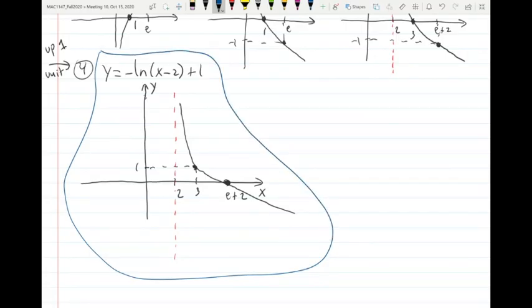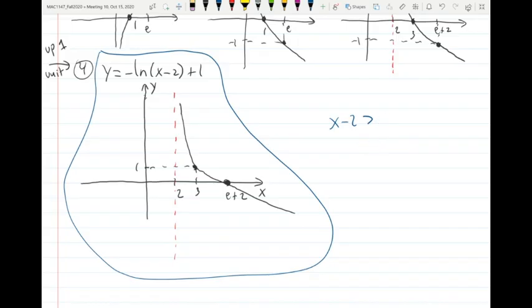So we can see the vertical asymptote is x equals 2, and remember, the vertical asymptote is whatever makes the argument equal to 0. In this case, it is x equals 2. And we can see from the graph the domain is x bigger than 2. You could have figured that out from the formula also, because we need x minus 2 to be bigger than 0. That's how you see that x has to be bigger than 2. So from 2 to infinity.